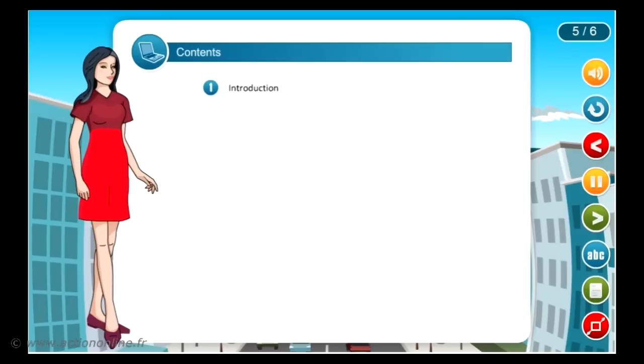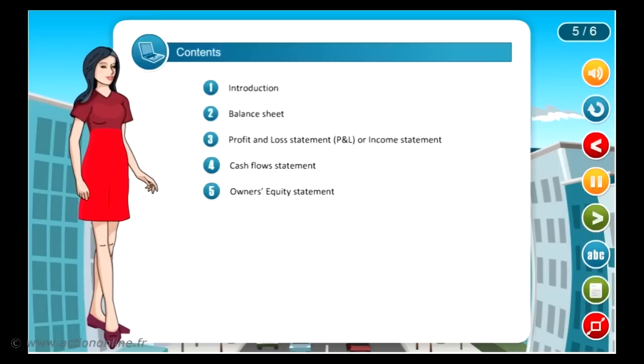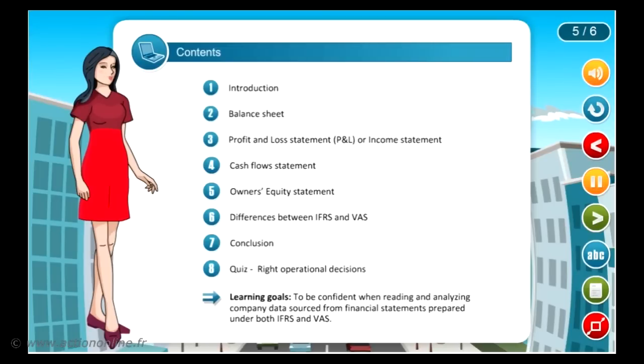In the Operational Investment Decision module, we will guide you as you explore financial information through the following 5 chapters: balance sheet, profit and loss account, P&L, or income statement, cash flow statement, owner's equity statement, and the key differences between IFRS and VAS. Finally, a conclusion and a short quiz are presented to test your knowledge. The learning goals of this module are to be confident when reading and analyzing company data sourced from financial statements prepared under both IFRS and VAS.